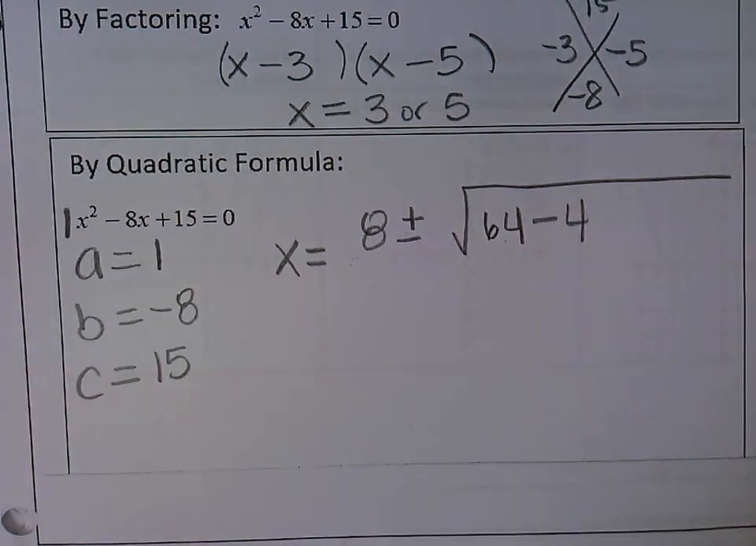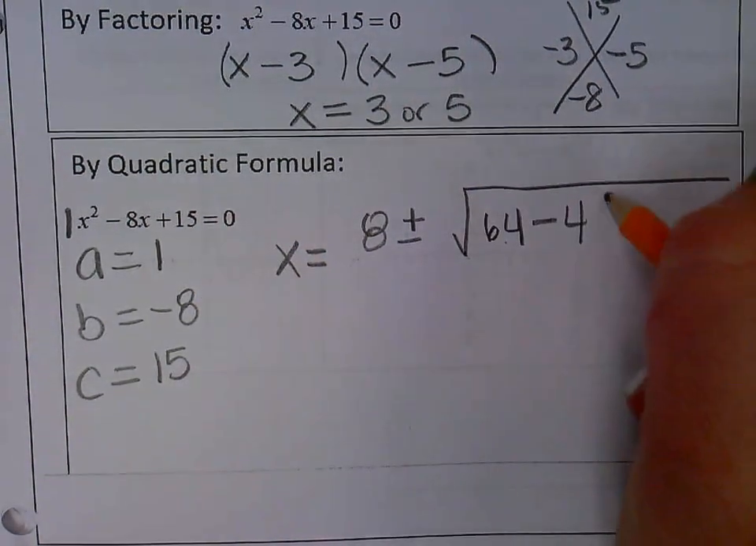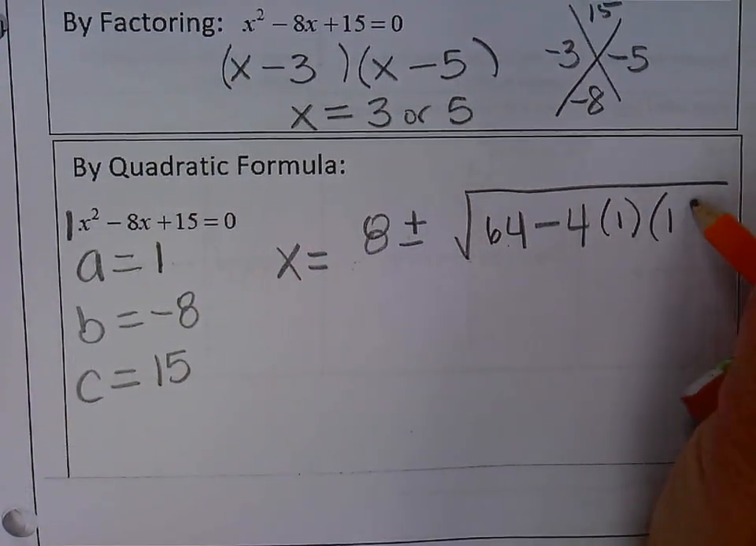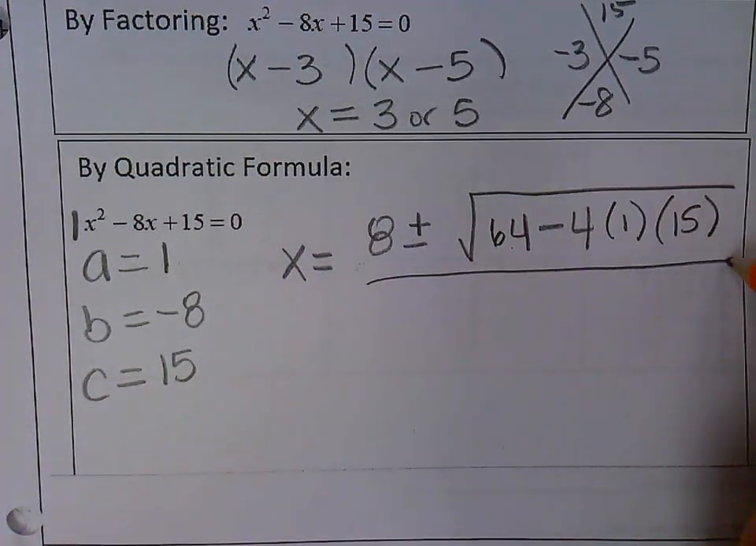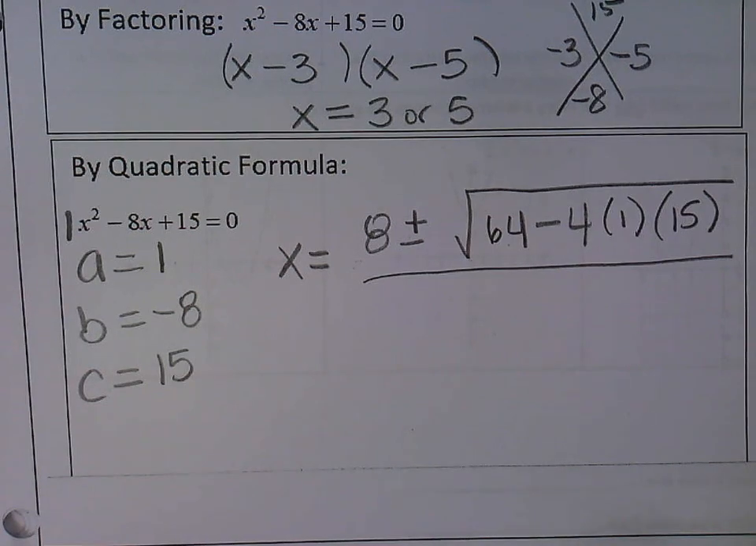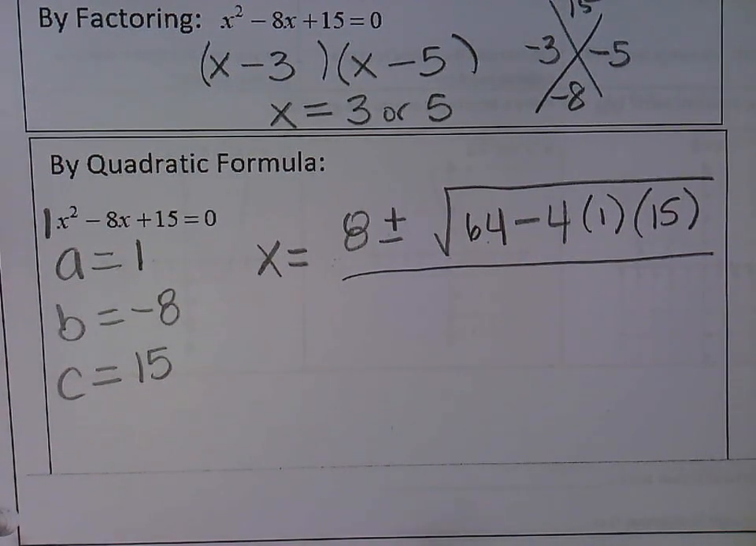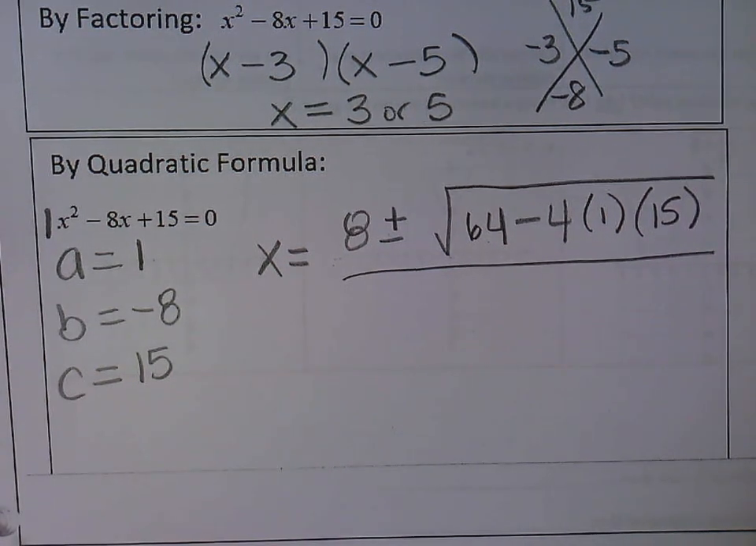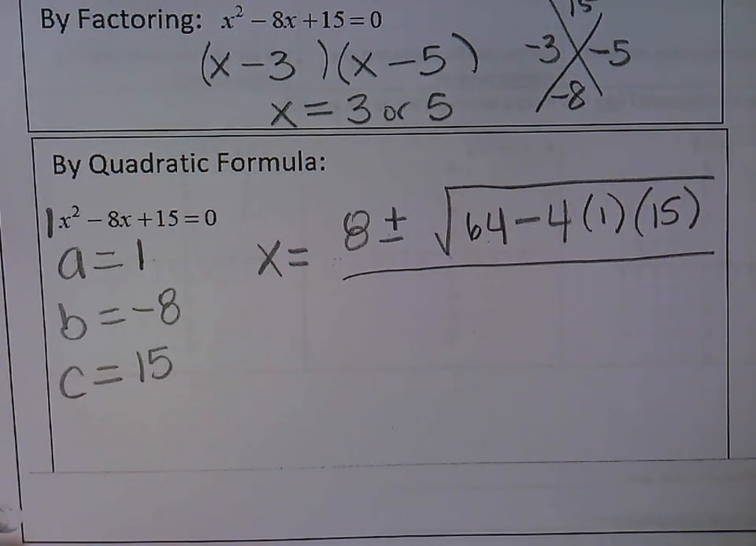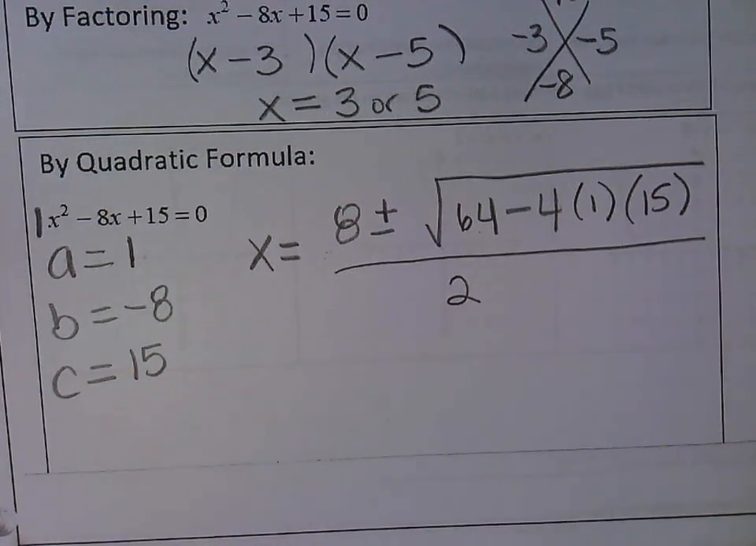So the opposite of B, plus or minus the square root of B squared minus 4AC. So -4 times A is 1 times C is 15. And then all over, so that whole thing is over. What is 2 times A? We're on page 310. But I have to do 2A. So 2 times 1 is 2.